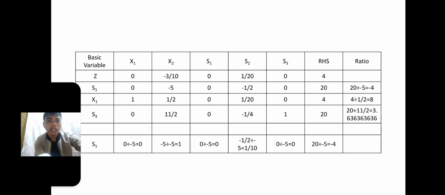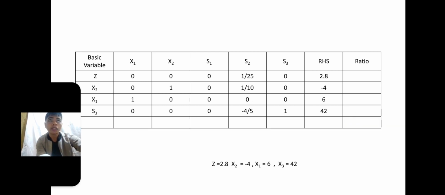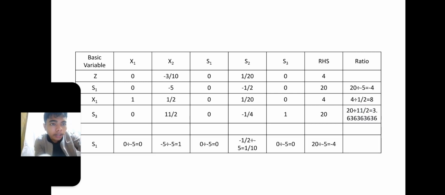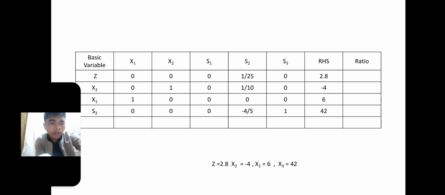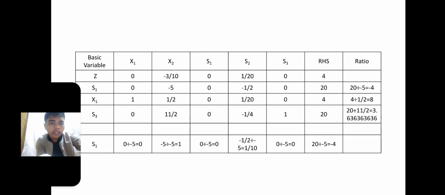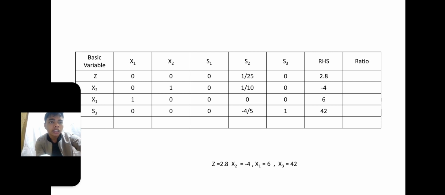And in the upper row, let's compute. 0 plus 3 over 10 times 0 is equal to 0, and negative 3 over 10 plus 3 over 10 times 1 is equal to 0, and 0 plus 3 over 10 times 0 is equal to 0, and 1 over 20 plus 3 over 10 times 1 over 10 is equal to 1 over 25, and 0 plus 3 over 10 times 0 is equal to 0, and 4 plus 3 over 10 times negative 4 is equal to 2.8.